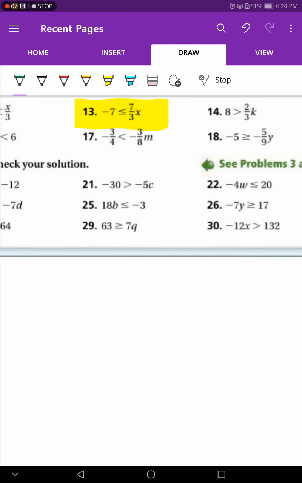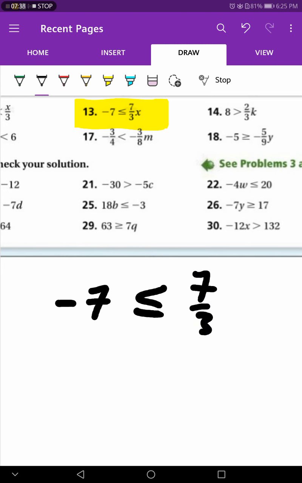I advise my students to start reading from the letter side. So 7 over 3x is greater than or equal to negative 7. So negative 7 is greater than or equal to 7 over 3x. Okay, I will write it.